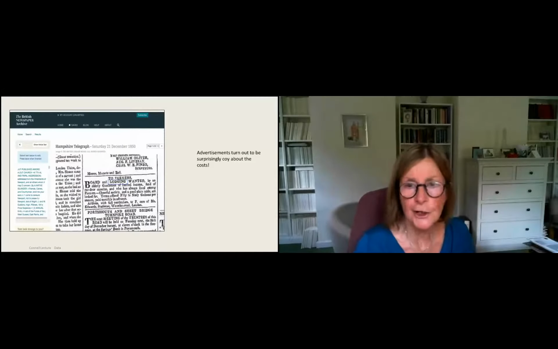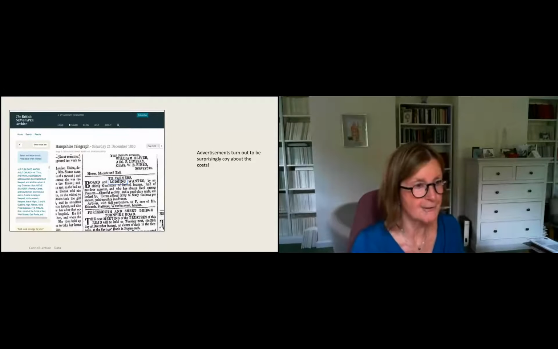I thought I'd find lots of lovely evidence in newspaper advertisements, but in fact, newspaper advertisements turn out to be rather coy about the costs. But this is a lovely example of somebody who wants to find board and lodging for an elderly gentleman of limited income, but he's fond of outdoor exercise and he wants a good plain table. And the terms, in fact, are described.